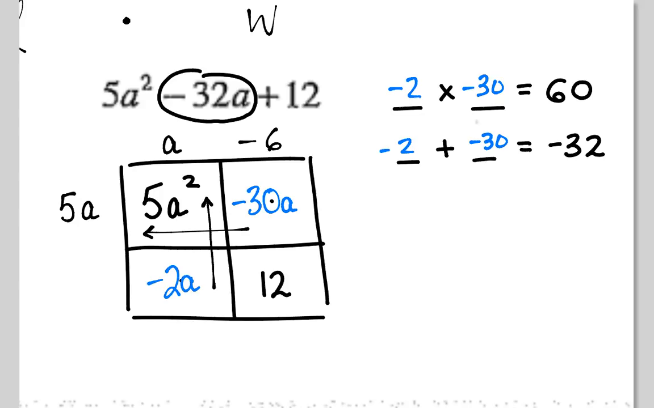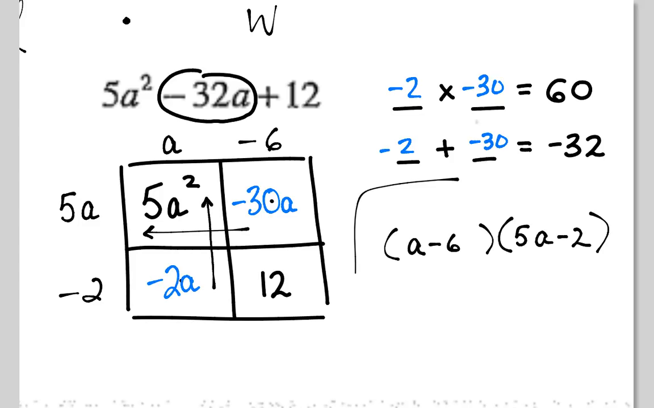And then what would have to go here? A times something gives 2a negative. Yeah, negative 2. So the length is a minus 6, and the width is 5a minus 2. That's how you do it with an area diagram.